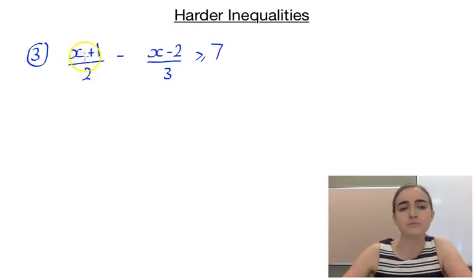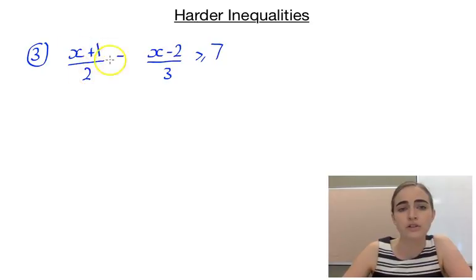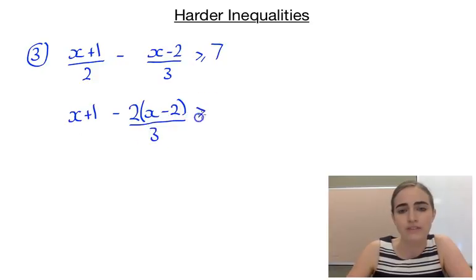In our last example, we've got two fractions: x plus 1 over 2 minus x minus 2 over 3, and that's all greater than or equal to 7. Again, there are a couple of different ways you can approach this sort of question. Personally, I don't really like working with fractions, so I'm going to get rid of them. To get rid of this divided by 2, we multiply everything by 2. So we just have an x plus 1 here, we have minus 2 outside of x minus 2, that's still all over 3, and that is greater than or equal to 14.